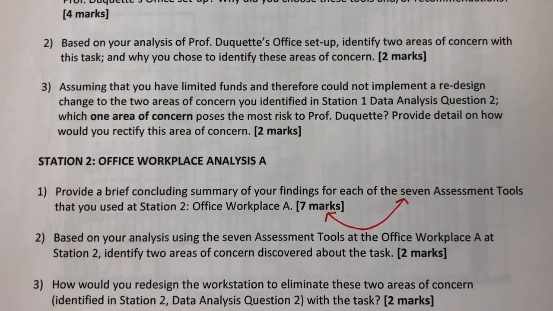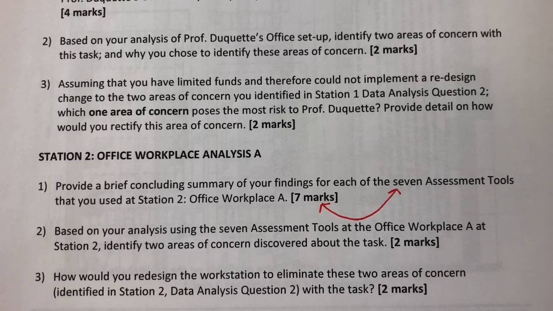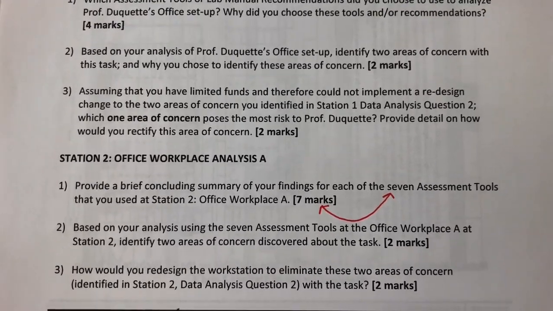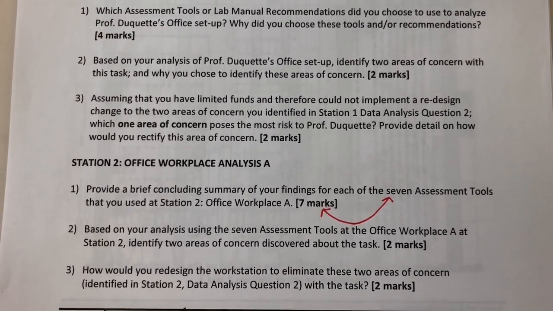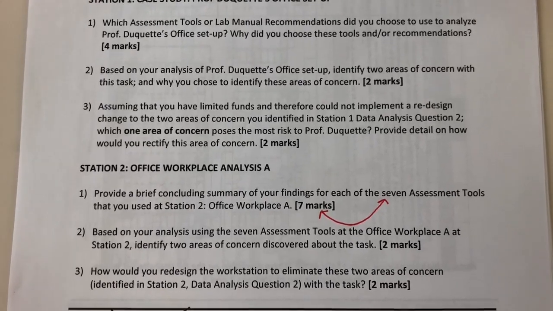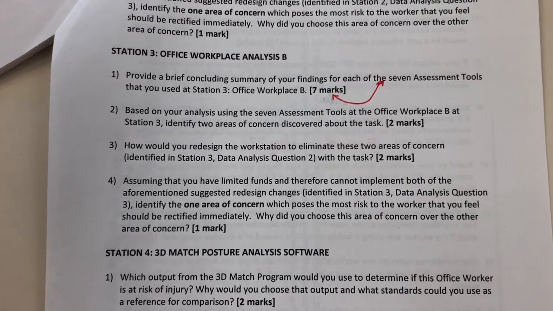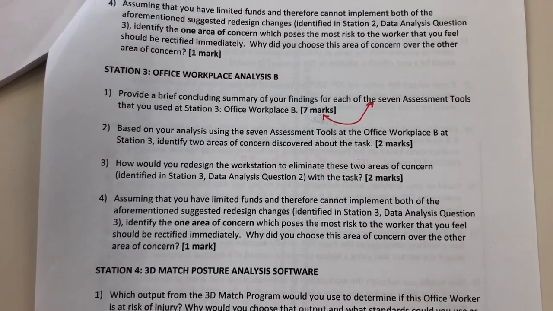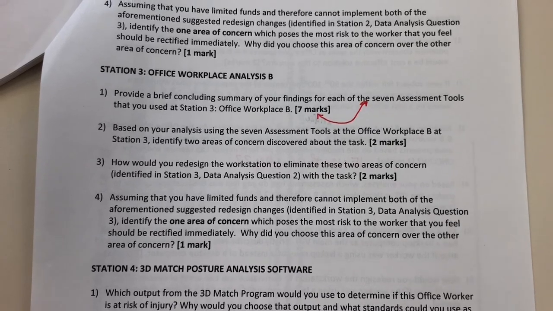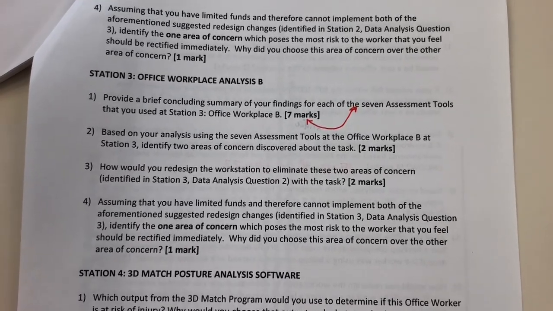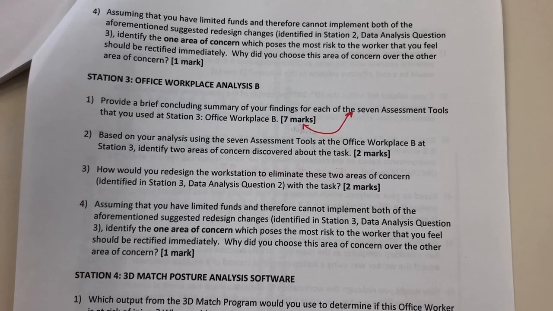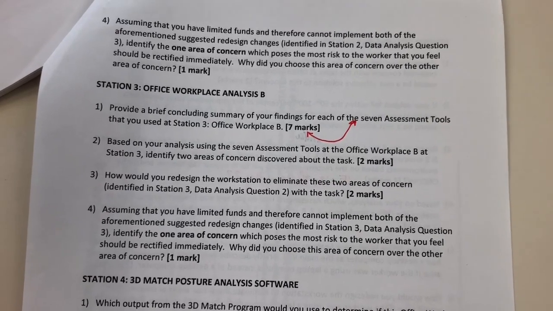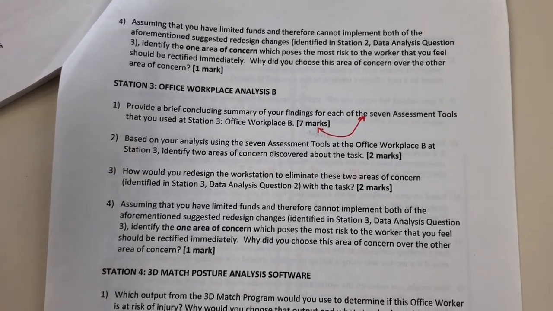for Station 2 Office Workplace Analysis A, question 1, you have to once again provide a brief concluding summary of your findings. It's not surprising that once again you have 7 marks for the 7 assessment tools, and similar to Station 2, for Station 3, Office Workplace Analysis B, question 1 again asks for brief concluding summaries, and you have 7 marks for the 7 assessment tools. So hopefully those tips and tricks will help you in answering your lab report questions.